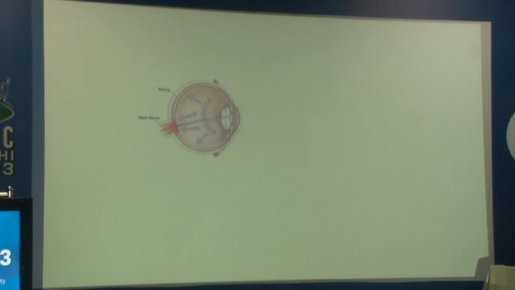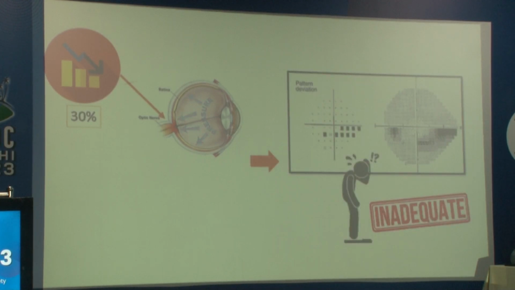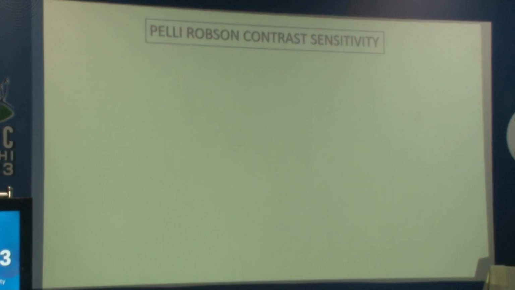Now, as we all know, around 30% of axons are lost before any defect appears on the visual field printout. This inadequacy of the visual field printout to detect early glaucomatous changes had led to attempts to measure by contrast sensitivity. We will be concentrating on Pelli-Robson and Spaeth.